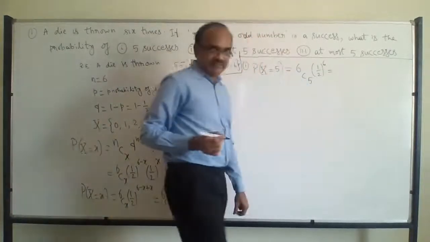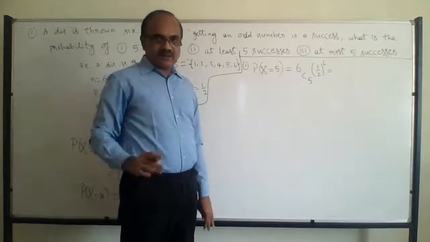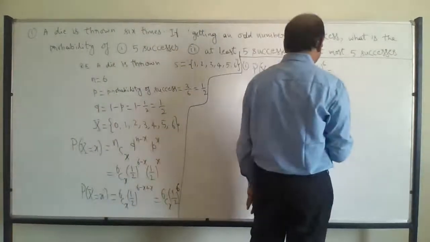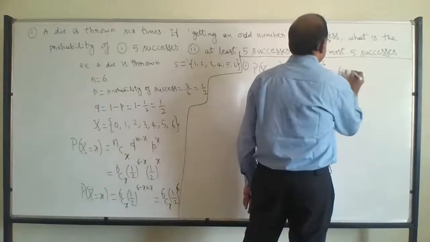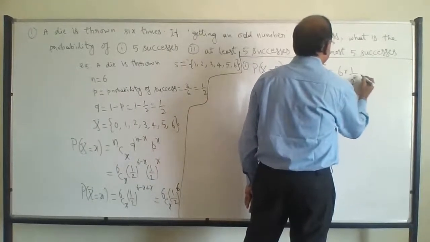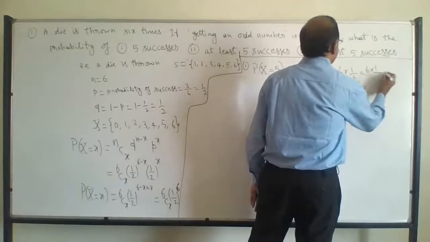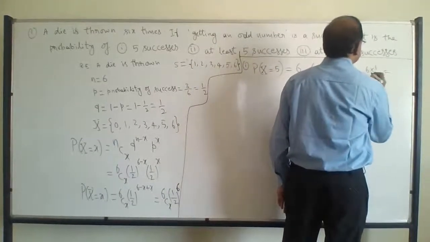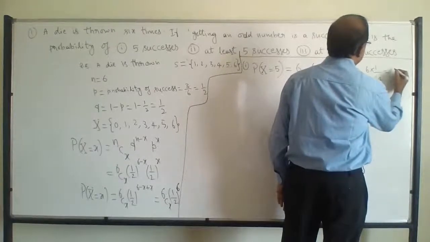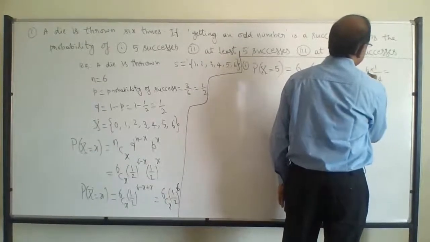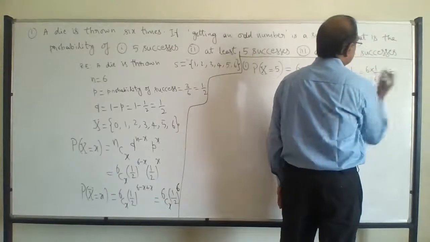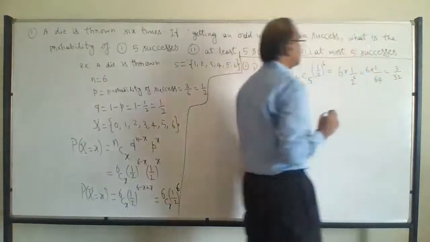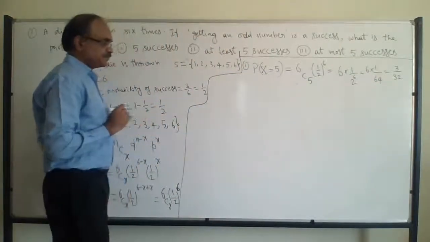So what is 6C5? nC n minus 1. You remember there is an identity. You will get 6. If you want to calculate 6 into 1 by 2 to the power 6, 6 into 1 by 2 to the power 6 is what? 64. That is 3, 2, 2 threes, 2 thirty-twos, 3 by 32.